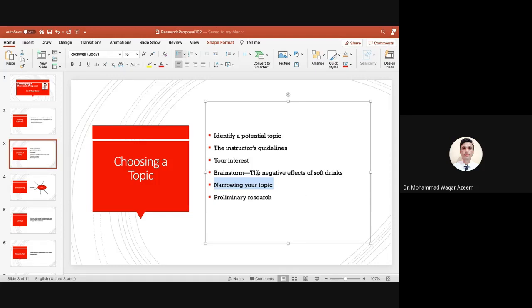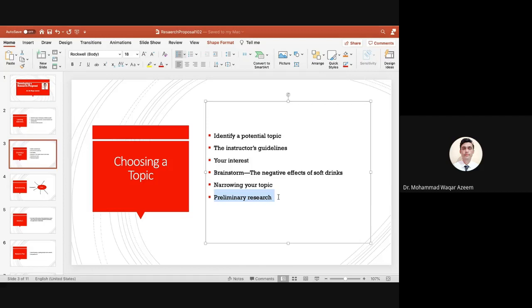But look at this topic again on the slide, the negative effects of soft drinks. It is such a broad topic. You don't know what kind of effects you will study. You don't know where you will study them, right? So that is what we mean by narrowing our topic. Sometimes in order to narrow our topic, we have to do some preliminary research as well.